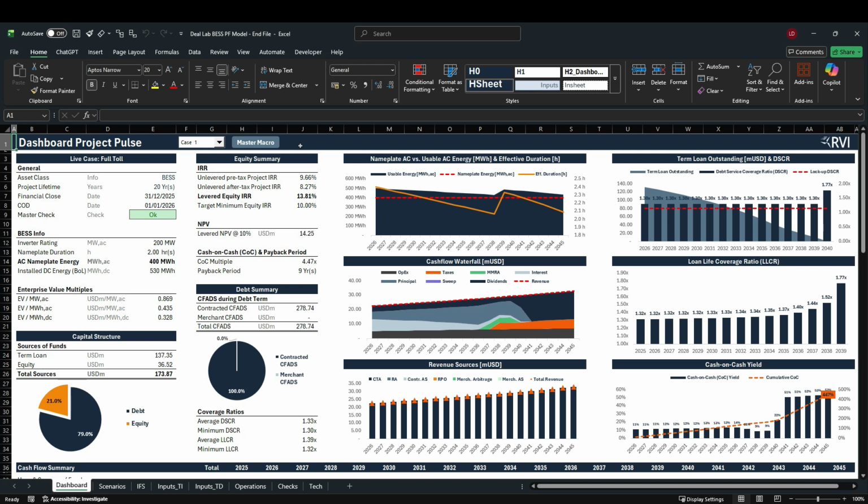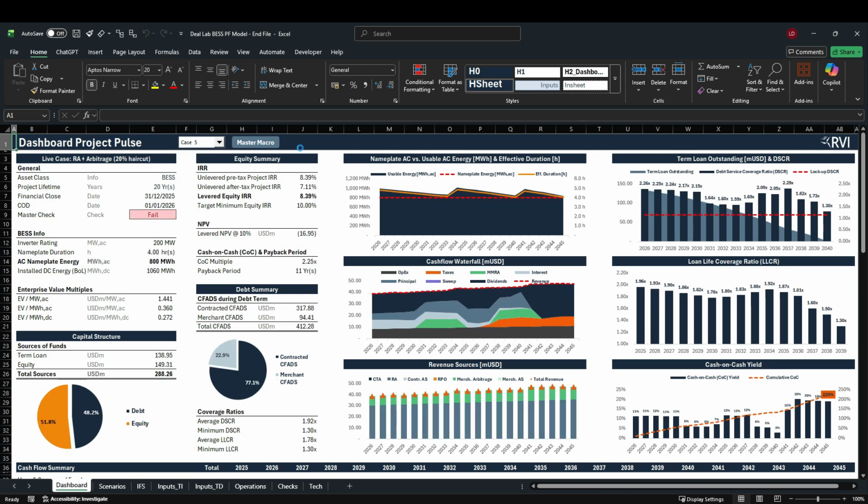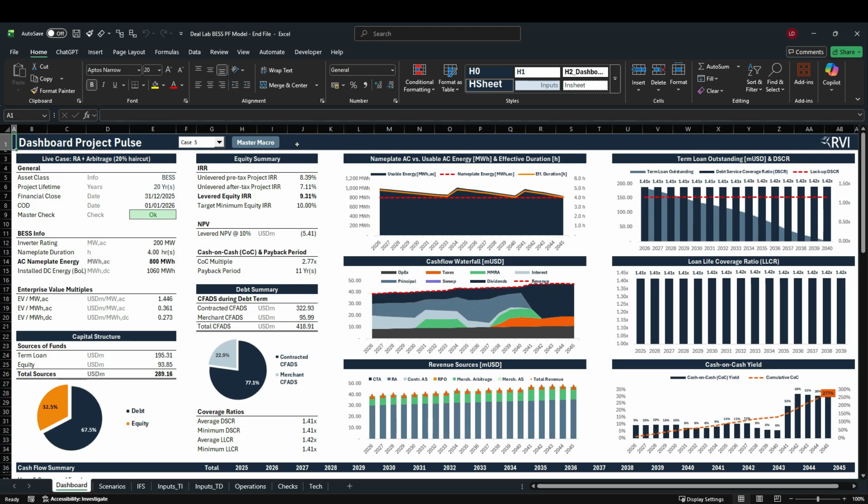Welcome back, guys. In today's session, we are switching over to case 5 on the dashboard. This is our resource adequacy and arbitrage case. You can already see the impact on the returns and on the revenue mix in the waterfall and revenue charts. Part of the capacity revenue now comes from a resource adequacy contract instead of a pure fixed tolling agreement.